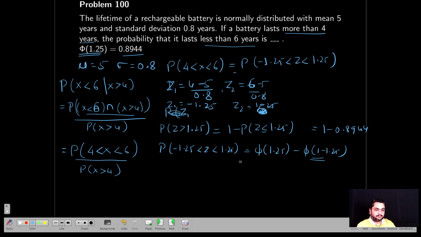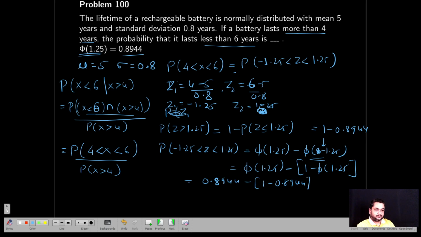Now convert this to a positive value. So phi of 1.25 minus, 1 minus phi of 1.25. These values are already given. So 0.8944 minus (1 minus 0.8944). So we got this value. Substitute here, and we get 0.882. This is the final answer.